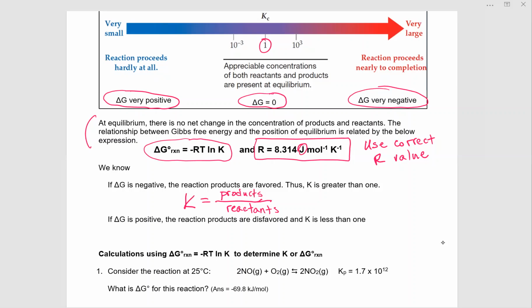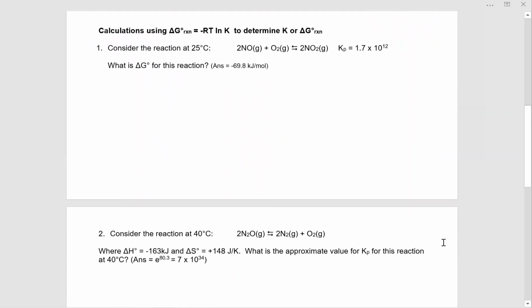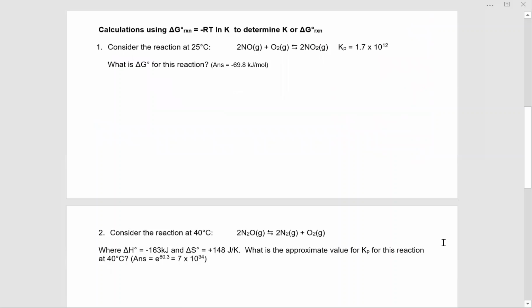So we're just going to run through these calculations. So make sure you've got a calculator. So let's look at this one first. A calculation using delta G reaction equals negative RT ln K. We are given this reaction right here, and we're given a value of Kp. So we just plug everything in. So we write delta G equals negative RT ln K.